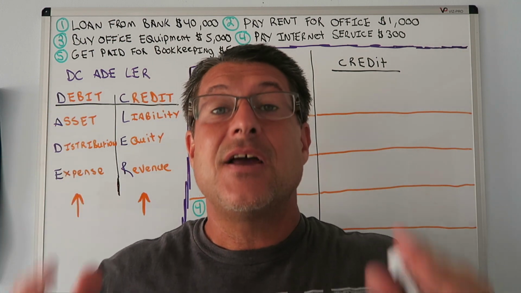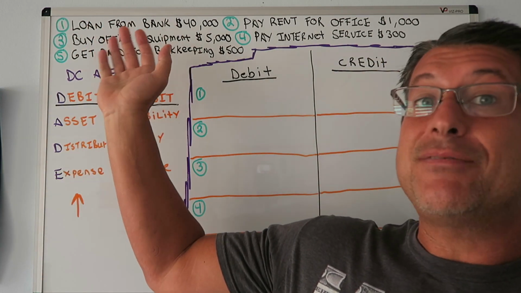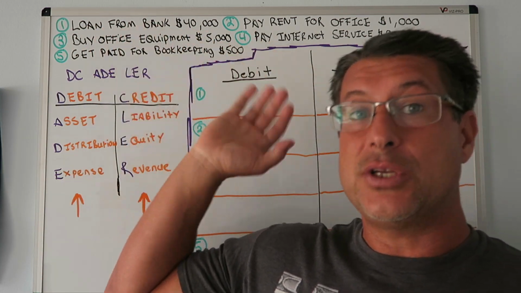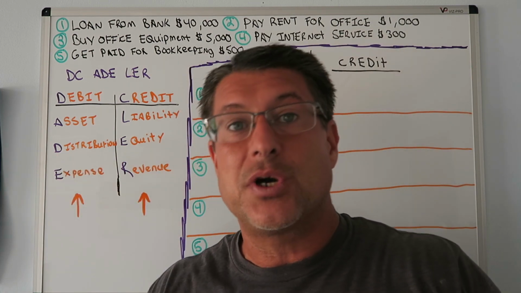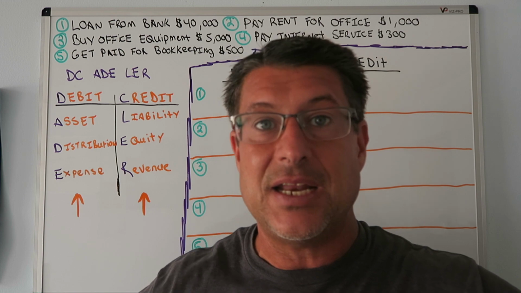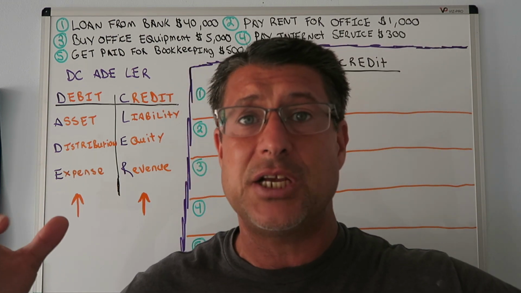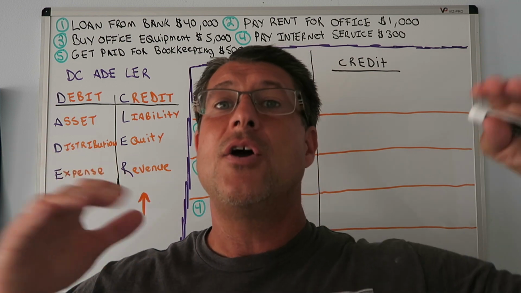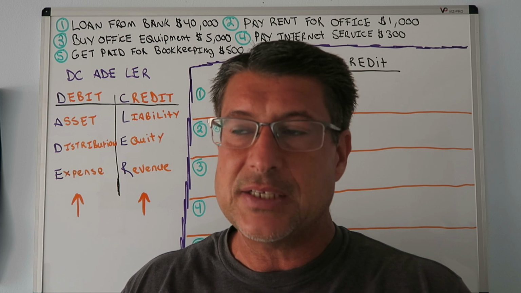In this video, we're going to do 5 transactions, and we're going to make journal entries out of the transactions. Then after each transaction, we're going to show the effects on the income statement and the balance sheet. Also, the income statement and the balance sheet, I'm going to use the same one for further videos. So I hope you really enjoy this.